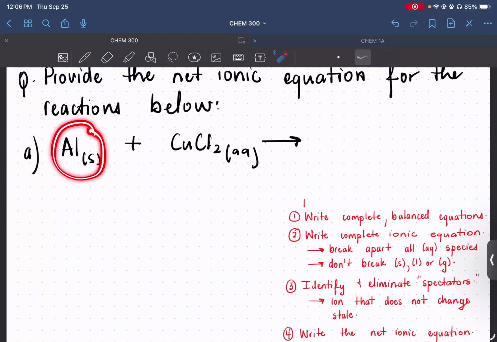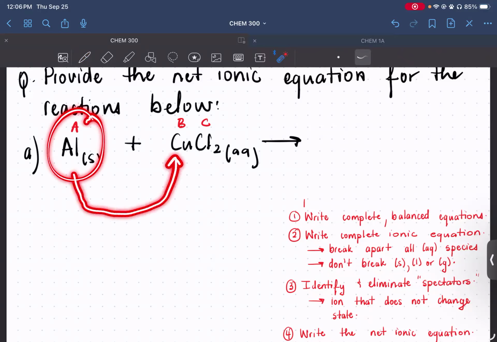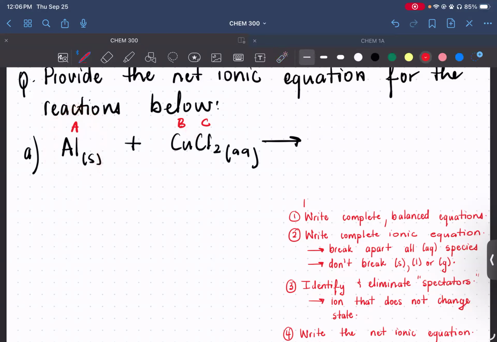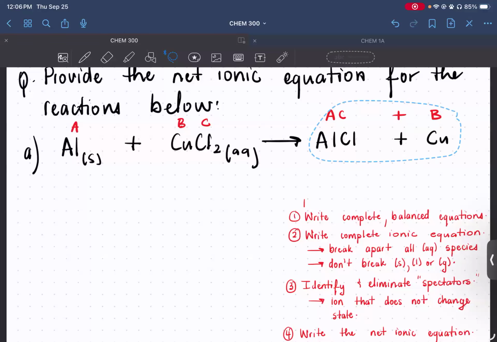We have here a single element replacing something in a compound. This is, of course, single displacement. We have A plus BC. Think to yourselves, take a guess internally. What is A going to replace? The aluminum is going to replace the copper. Why? Because they're both cations. The end result, of course, is AC plus B. Matching ions, this leads us to AlCl plus copper. All I've done so far is matched ions. Now I'm going to crisscross if needed.